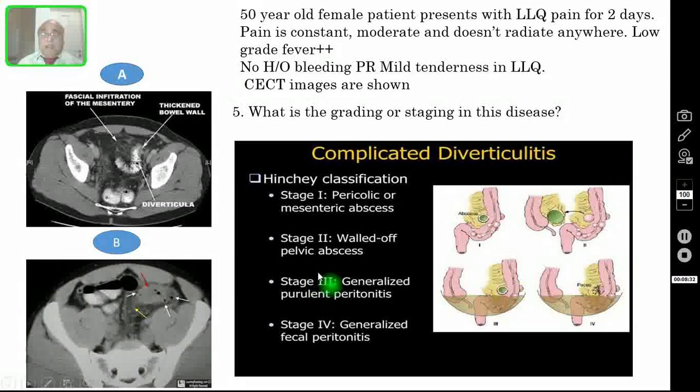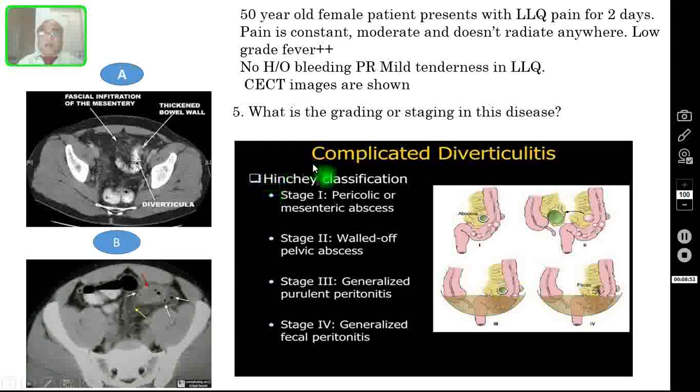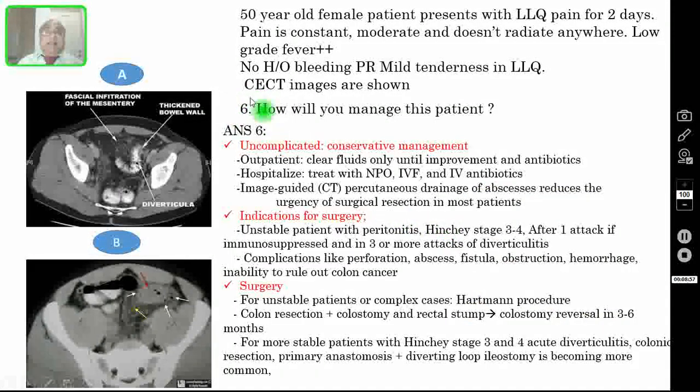Stage 3, the patient will have generalized peritonitis, but this is purulent peritonitis. That is stage 3. In stage 4, here also free peritonitis, but this is a generalized fecal peritonitis. That is stage 4. So this is the grading or the classification. This is known as Hinchey's classification. So question number 6, how will you manage this patient?